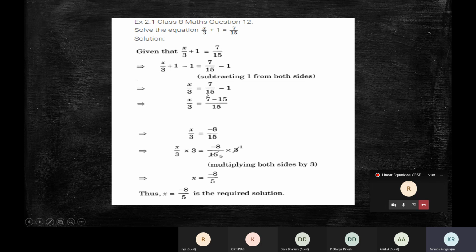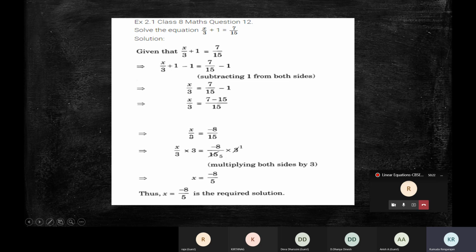Any doubt here, children, in taking the LCM and simplifying? No, ma'am. Yes, take the LCM. So 7 minus 15 by 15, which is minus 8 by 15, because 7 minus 15 is minus 8. So x by 3 is equal to minus 8 by 15.